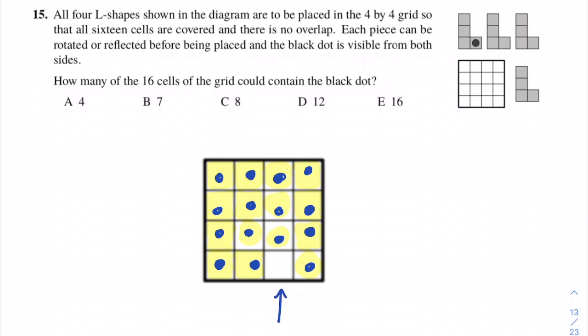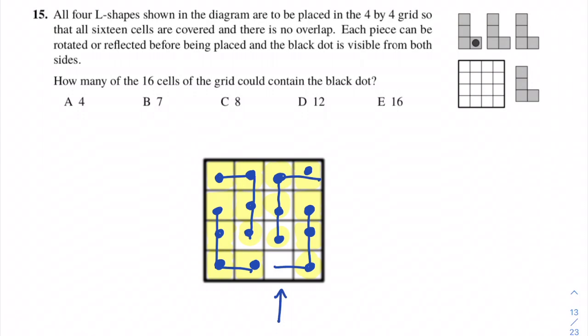So now we just need to think of an example of where we can place an L shape with a black dot so that the black dot ends up in this last grid space. So we could have an L like this, and we can place another one like this, and then we could just do the exact same. It doesn't really matter where we place the other two L's.